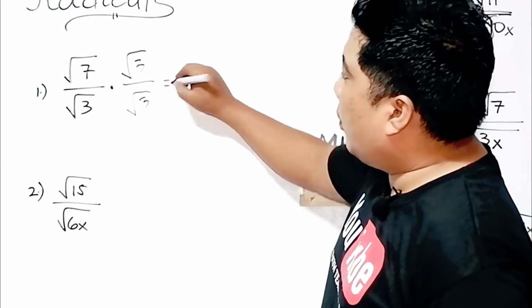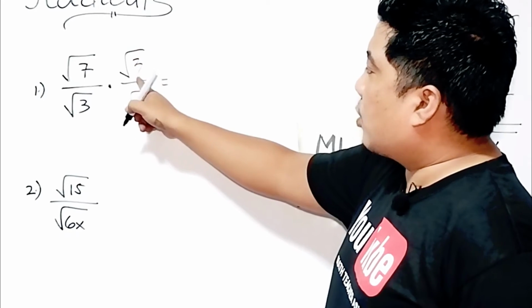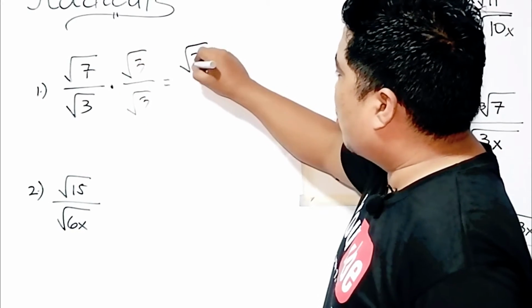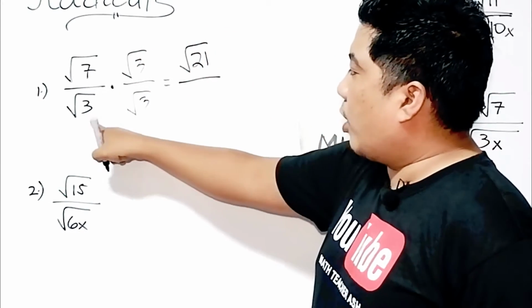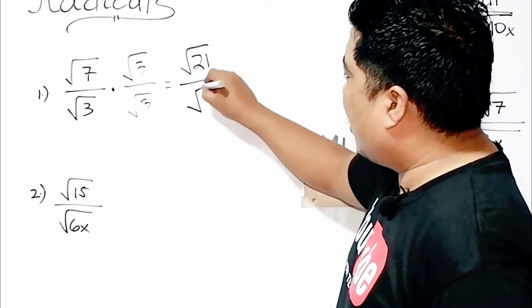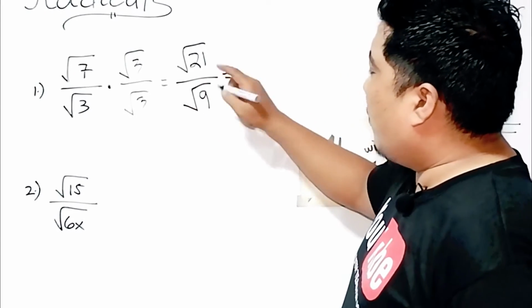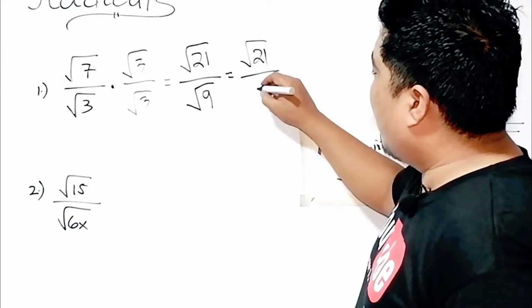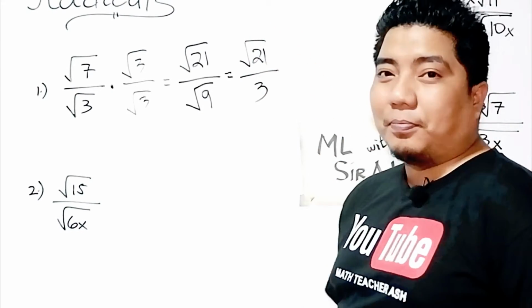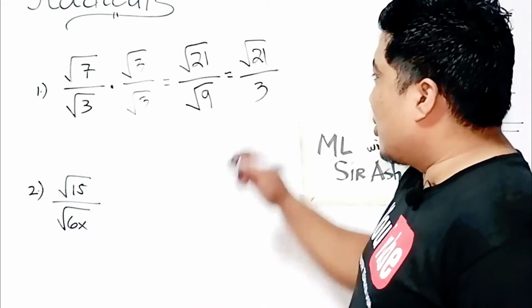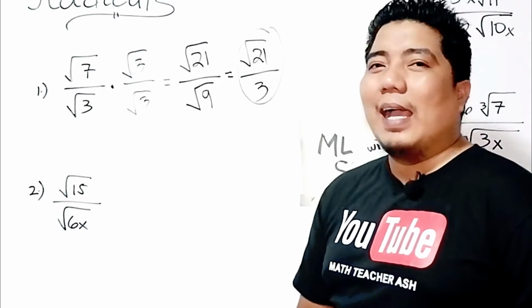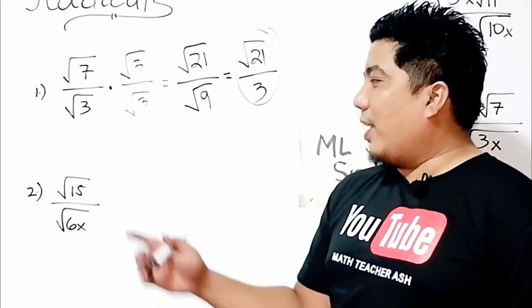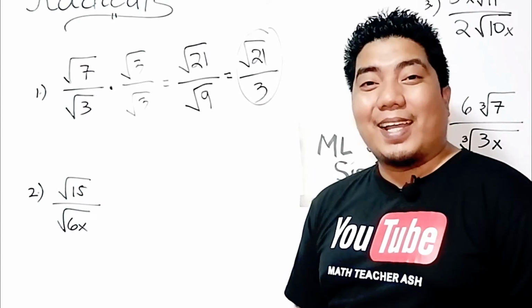By doing so, square root of 7 times square root of 3 gives us square root of 21. Square root of 3 times square root of 3 gives us square root of 9. If we simplify it, this will become square root of 21 over 3. Easy, right? So that is now your final answer. Okay, so let's go to our second example.